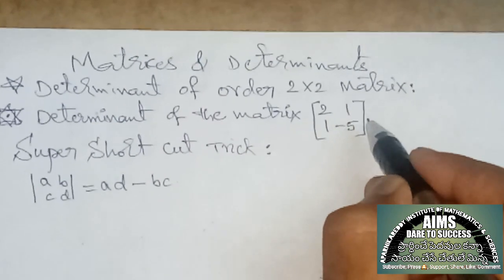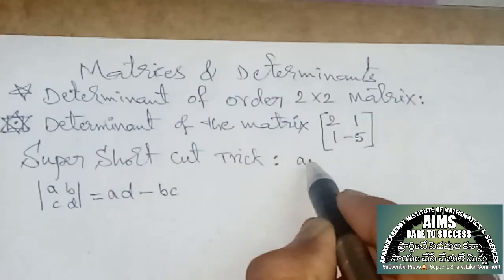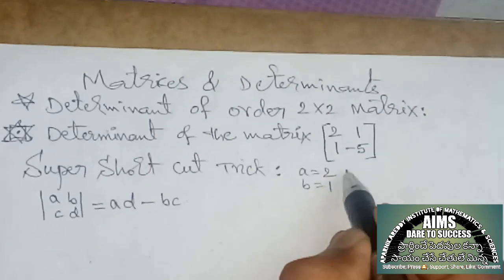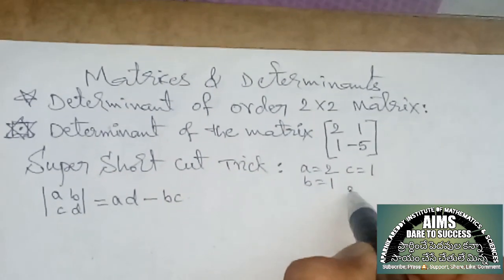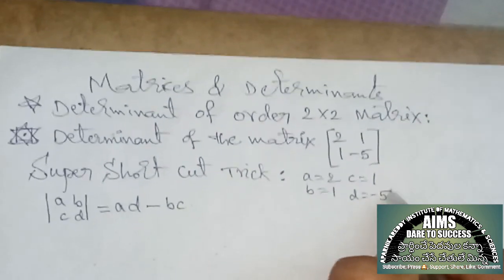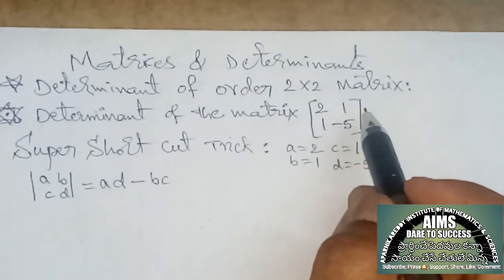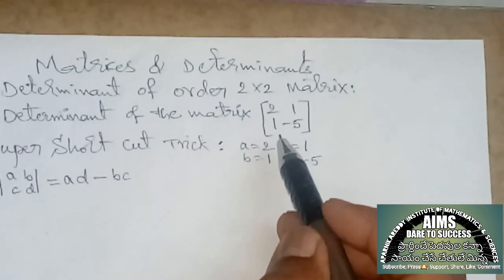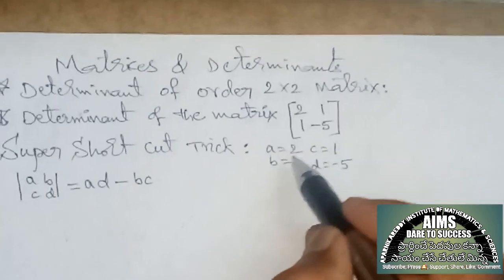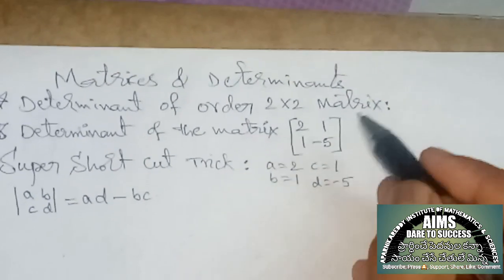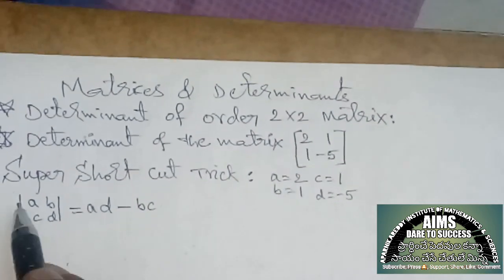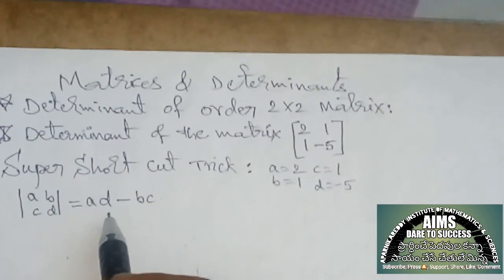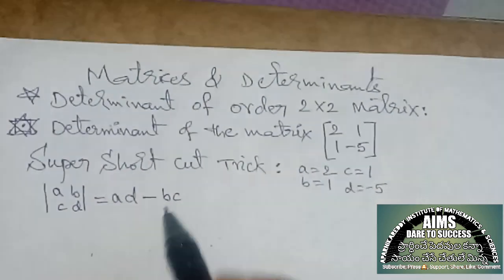According to the given question, A equal to 2, B equal to 1, C is equal to 1, D is equal to minus 5. According to the given matrix, we are having the A, B, C, D values. So after writing that, I want to take the AD minus BC concept. That det ABCD is equal to AD minus BC.